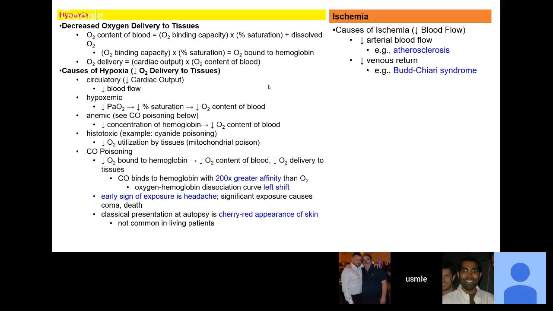Ischemia, usually you're going to see it very purple, red, or darker than that. It can lead to bluish coloration, ischemia.